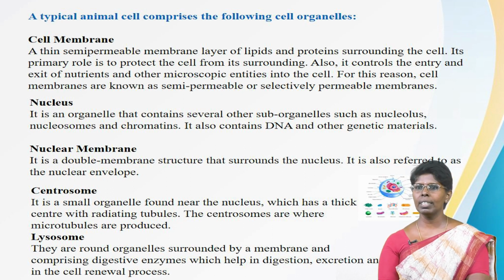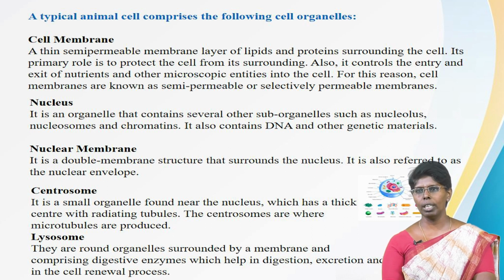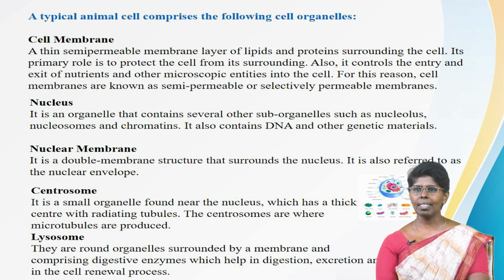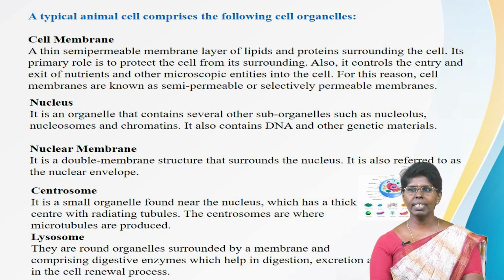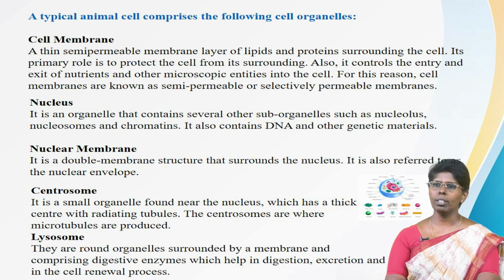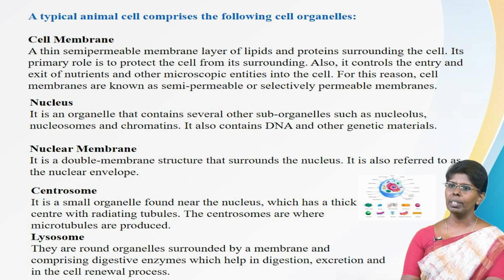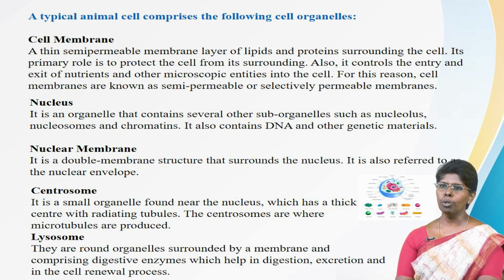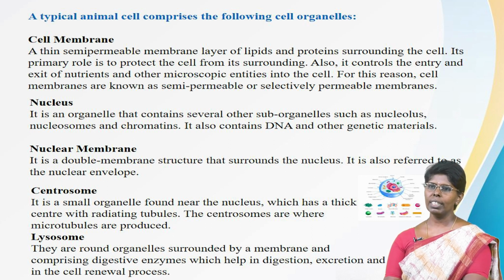A typical animal cell comprises cell organelles. What do organelles mean? Cell membrane, nucleus, nuclear membrane, centrosomes, lysosomes. Now, we will see what a cell membrane is. It is a thin semi-permeable membrane layer of lipids and proteins surrounding the cells. Its primary role is to protect the animal cell from its surroundings. Also, it controls the entry and exit of nutrients and other microscopic entities into the cells. For this reason, cell membranes are known as semi-permeable or selectively permeable membranes.